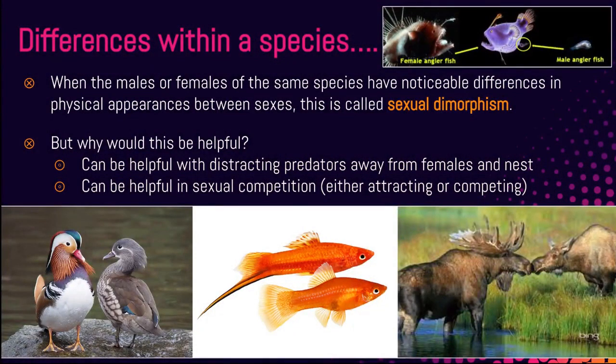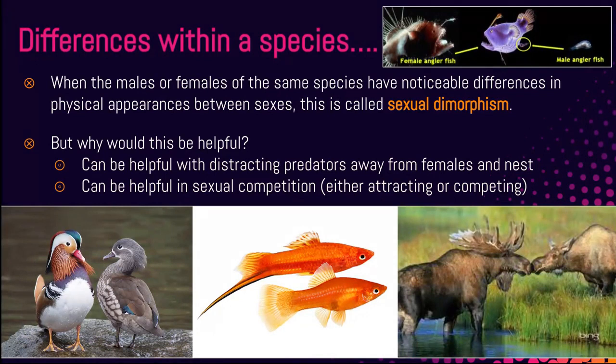We do have some differences within a species. The main vocab word that we're going to learn is sexual dimorphism. This is when males or females of the same species have noticeable differences in physical appearance between sexes. And the word dimorphism: di means two, morph means changes. So it's sexual, two changes within the sexes of an organism.